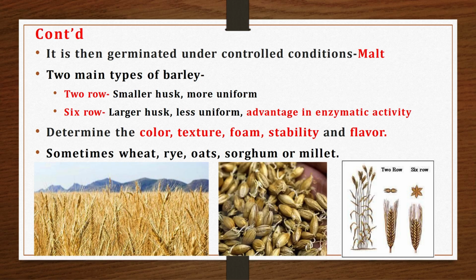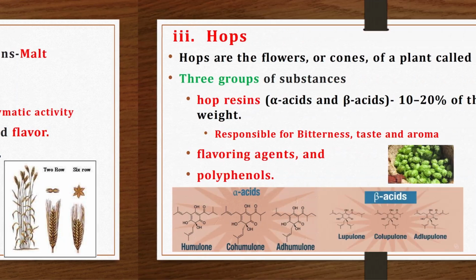There are 2 main types of barley: 2-row, which has a smaller husk and is more uniform, and 6-row, which has a larger husk, is less uniform but has an advantage in enzymatic activity. The malt determines the beer's color, texture, foam, stability, and flavor. Sometimes other grains like wheat, rye, oats, sorghum, or millet are used as well. On this slide, we see 2 images labeled 2-row and 6-row, showing the physical difference between the 2 barley types, with the 2-row appearing more slender and uniform.